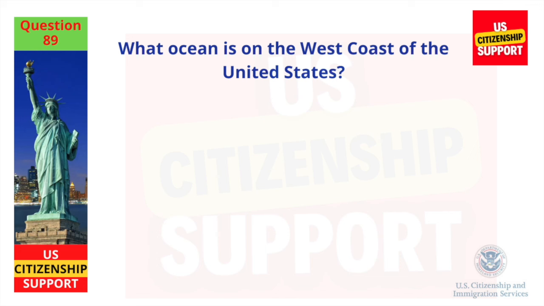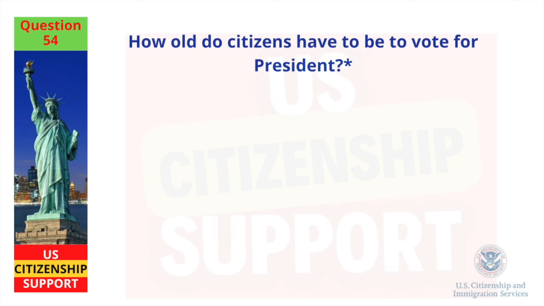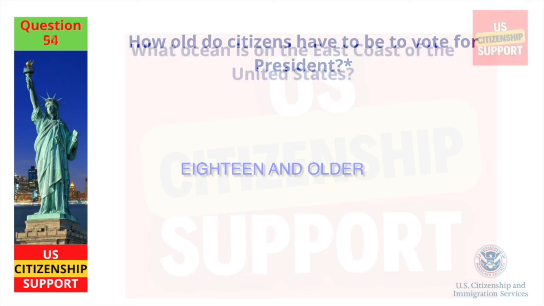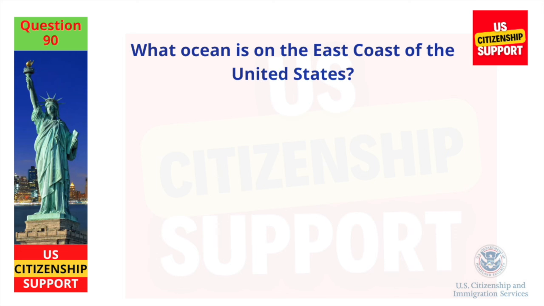What ocean is on the west coast of the United States? Pacific Ocean. How old do citizens have to be to vote for president? 18 and older. What ocean is on the east coast of the United States? Atlantic Ocean.